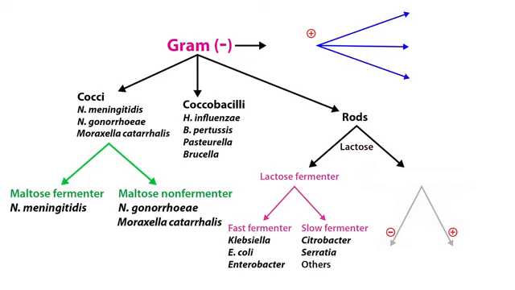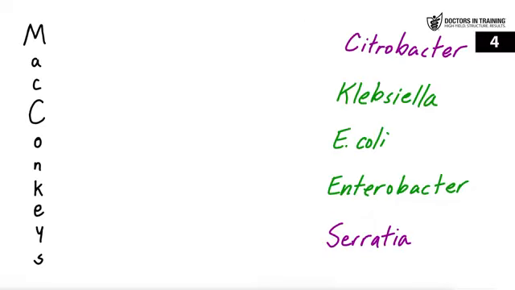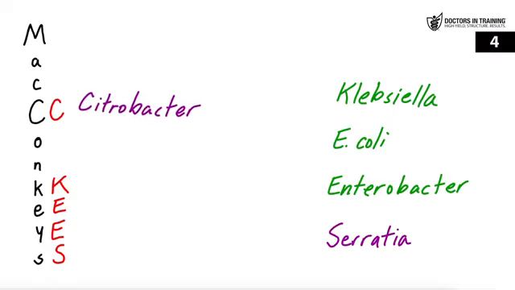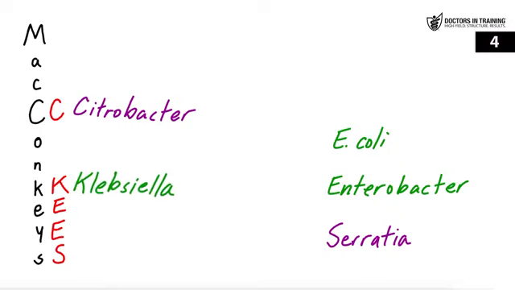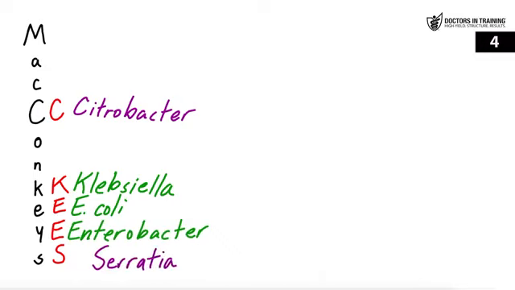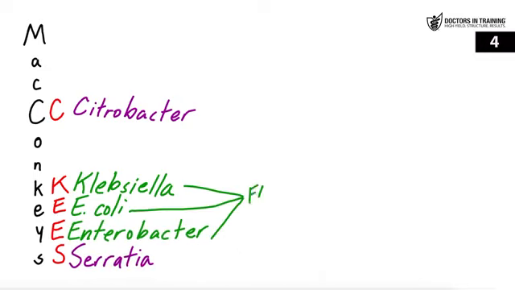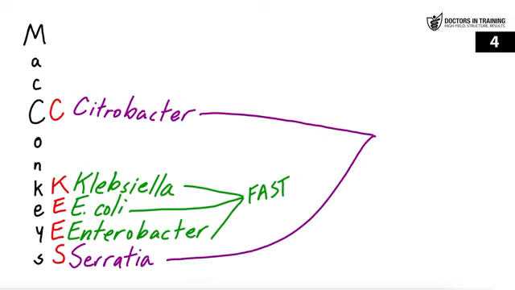One way to remember the fast and the slow fermenters is by thinking of the word MacConkey's. If you change the final Y to an E on MacConkey's and capitalize the CKEES, it may help you to remember the lactose fermenters as well as the fast and slow fermenters. I think it's helpful anyway. So the C is for Citrobacter, the K is for Klebsiella, and the E is for E. coli. The second E is for Enterobacter, and the S is for Serratia. The 3 in the middle, the KEE, those are the fast fermenters. And the 2 on the ends, the C and the S for Citrobacter and Serratia, those are the slow fermenters.